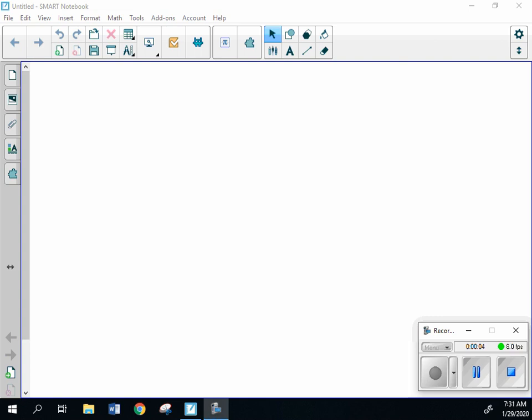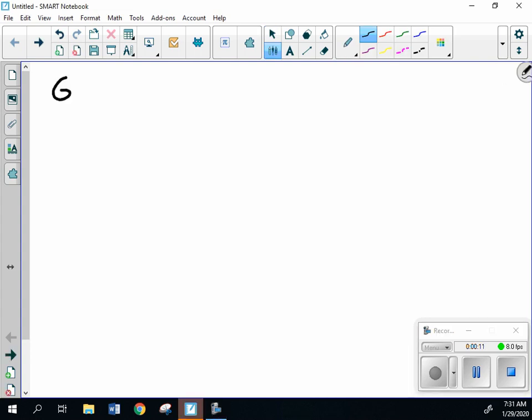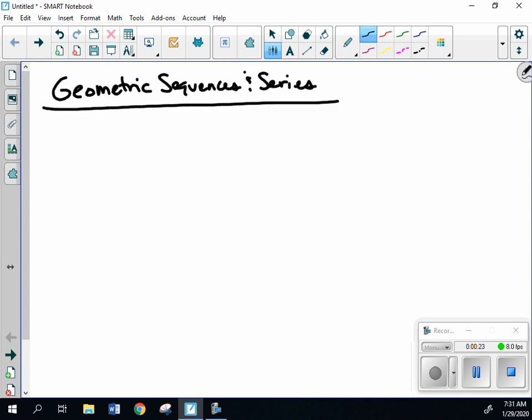We've talked about different patterns before. Specifically, we're going to be looking at geometric sequences and series today. When we're talking about a geometric sequence, this is where your sequence or your pattern is being multiplied by some number each time.